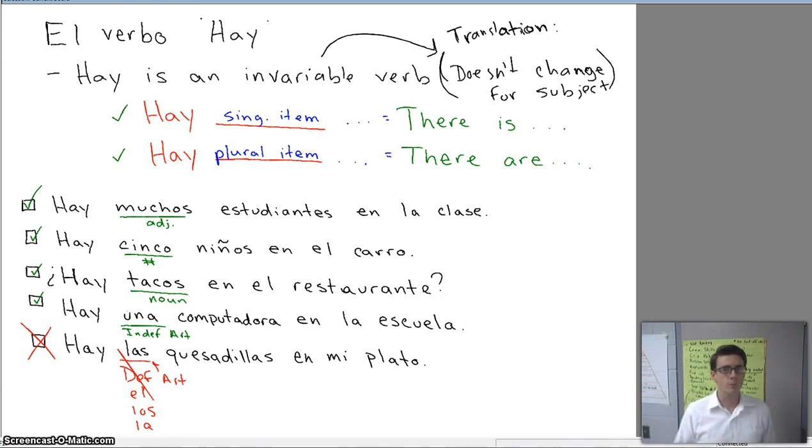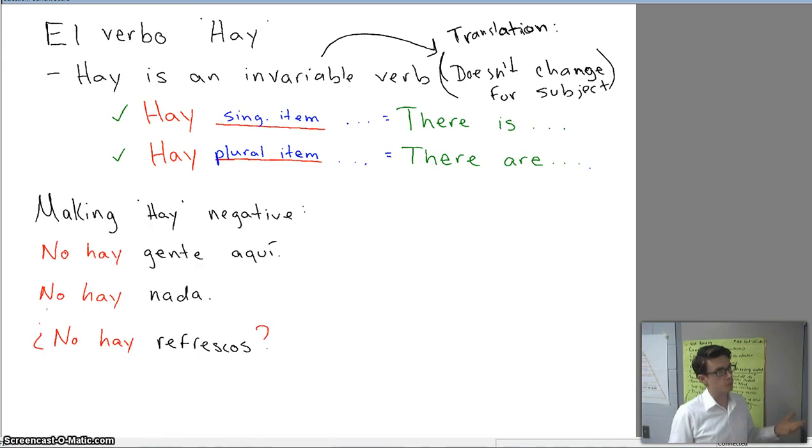Alright? I'm going to pause it for a moment because I'm going to show you one more thing with the use of hay. Alright, so I went ahead and erased what we had. If you need to go back and look at it, go ahead. You've got me recorded there, so go ahead and pause it, go back, do whatever you need.